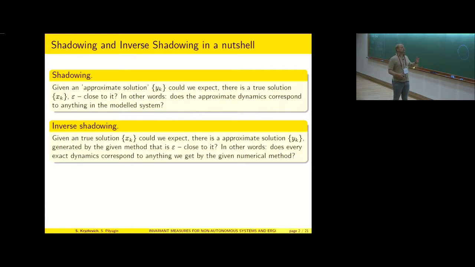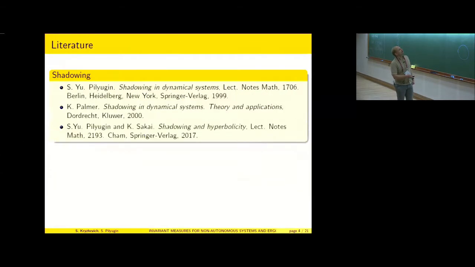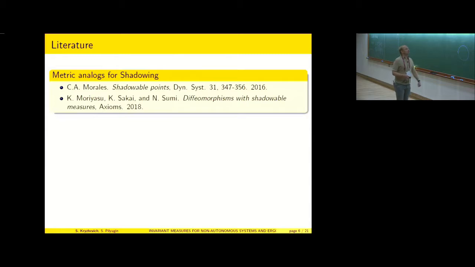Though these properties look quite similar, in general they are not, because direct shadowing is a property of the whole dynamical system. You cannot say that there is shadowing for a given trajectory, while inverse shadowing is a kind of individual property that can be true or not for a given trajectory. This is some basic reference on shadowing, on inverse shadowing that is more interesting for me in this talk, and some metric analogs of shadowing.